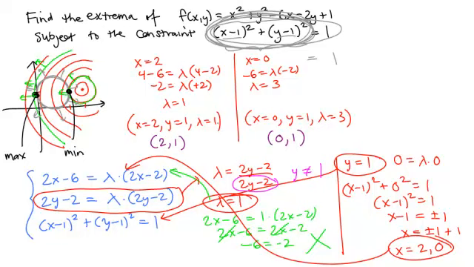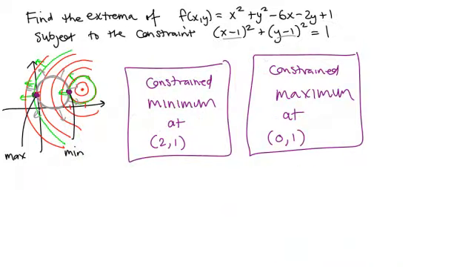And if we actually pay attention to our graph, the point (0, 1) is the left endpoint, and the point (2, 1) was the right endpoint. And so this is consistent with our graph. This means that we have a constrained minimum at the point (2, 1), because that's the point on the smallest level set, and a constrained maximum at the point (0, 1), because that's the point on the largest level set. What are those values?